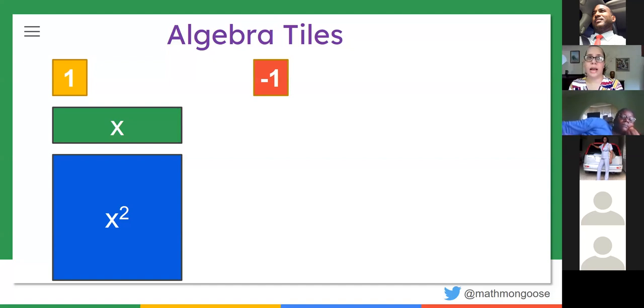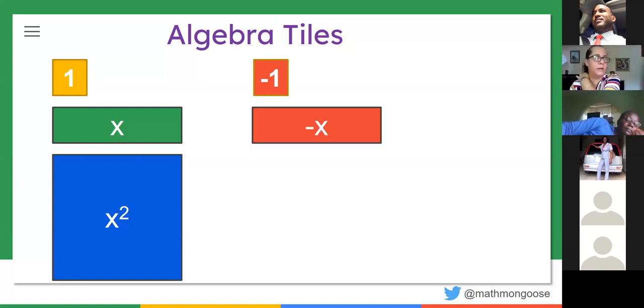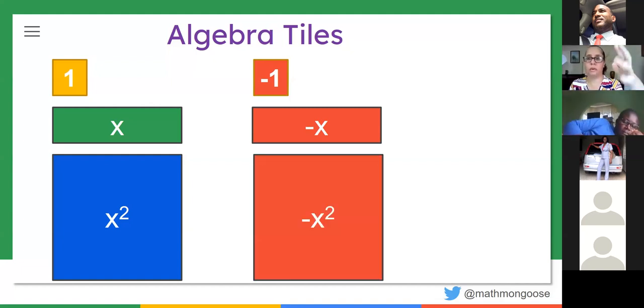It also has tiles that represent negatives. Now, I do understand that they do not do negative numbers in primary school, but students can understand that 1 minus 1 is going to have a value of 0. If they understand that 1 minus 1 has a value of 0, then they can extrapolate that understanding to say that x minus x is also going to have a value of 0, and x squared minus x squared is equal to 0.